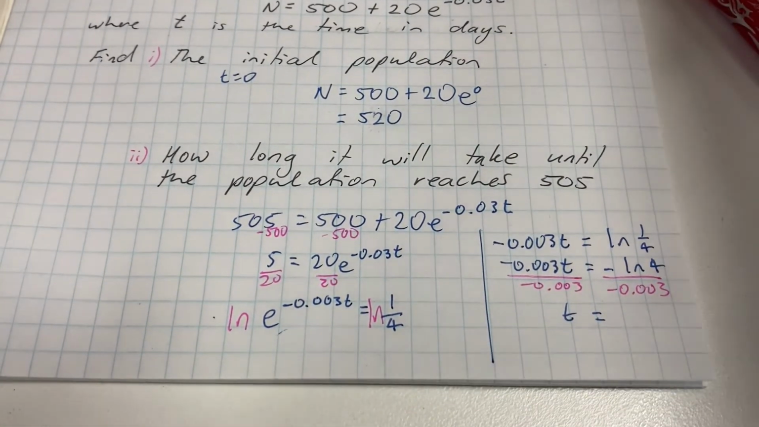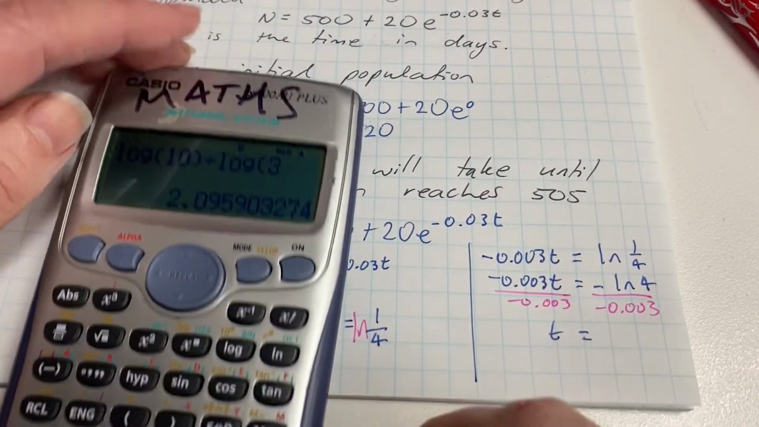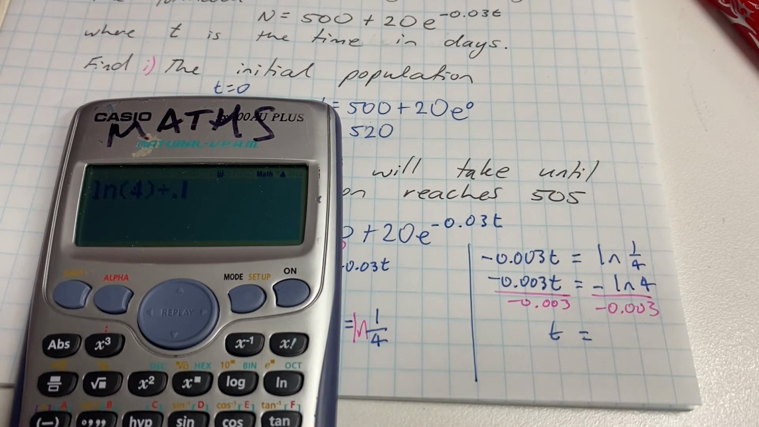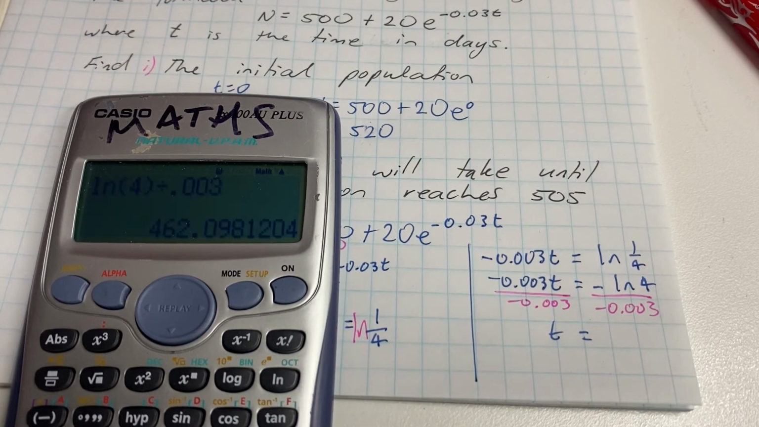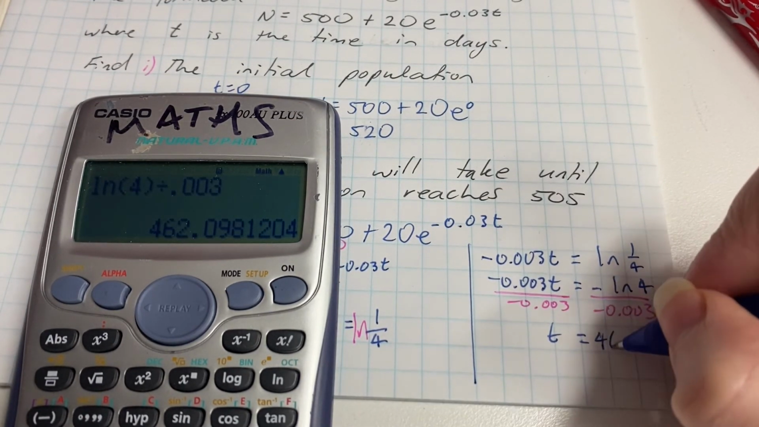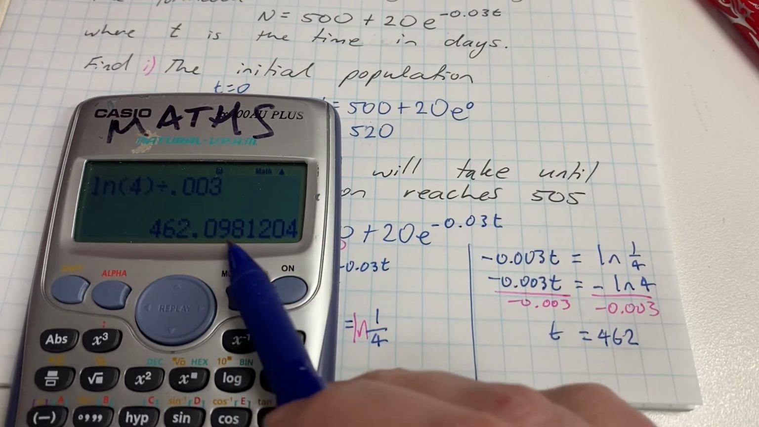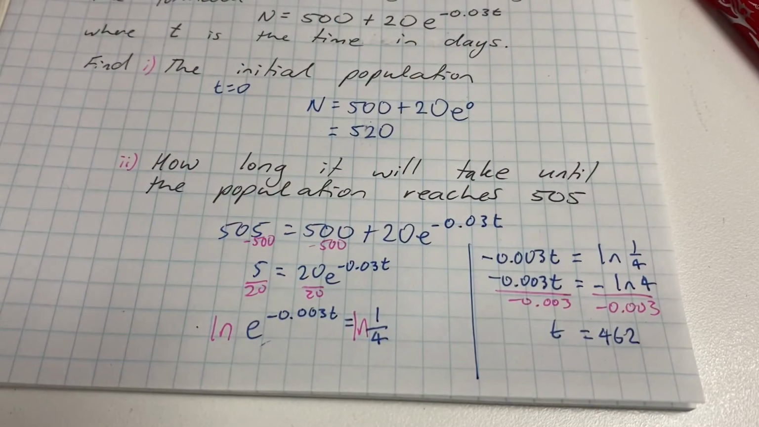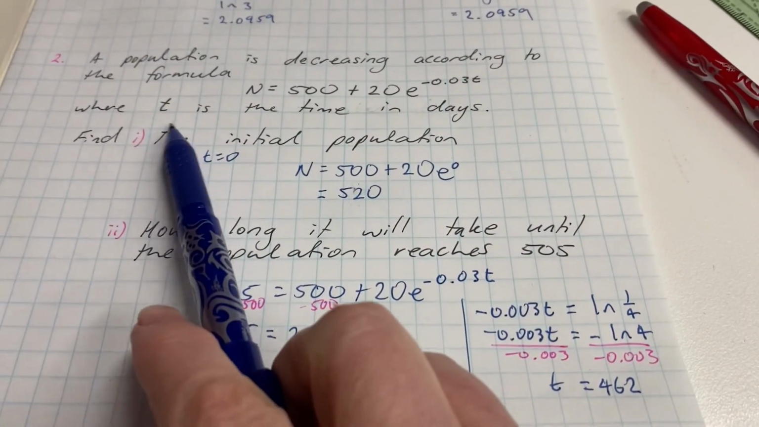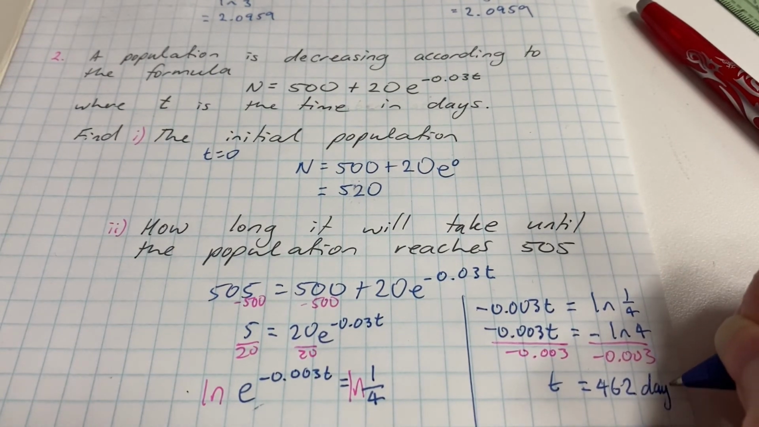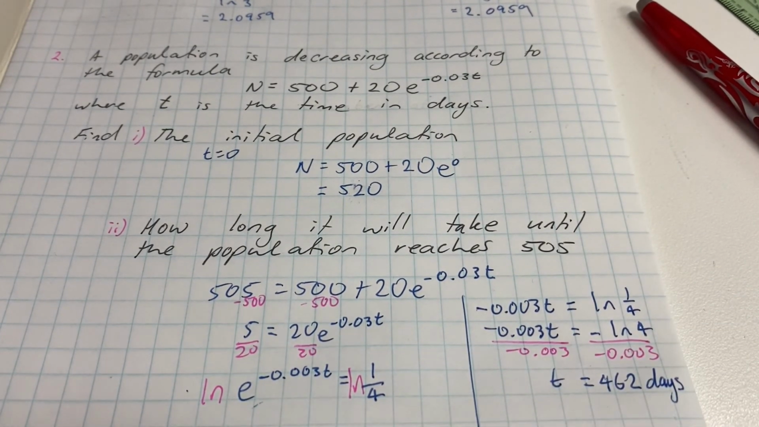So I'm just going to put that in my calculator. I won't bother putting the negatives in because obviously they cancel each other out. So I've got log 4, close the bracket, divided by 0.03. 462. I might just do the nearest whole number there. Now, 462 what? Well, we were told up here t is time in days, so it's 462 days, and it is really important to put those units on there.